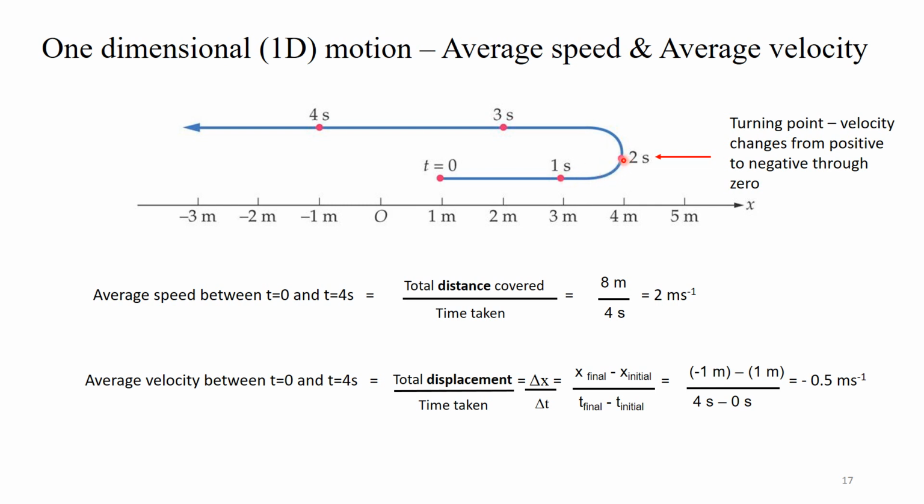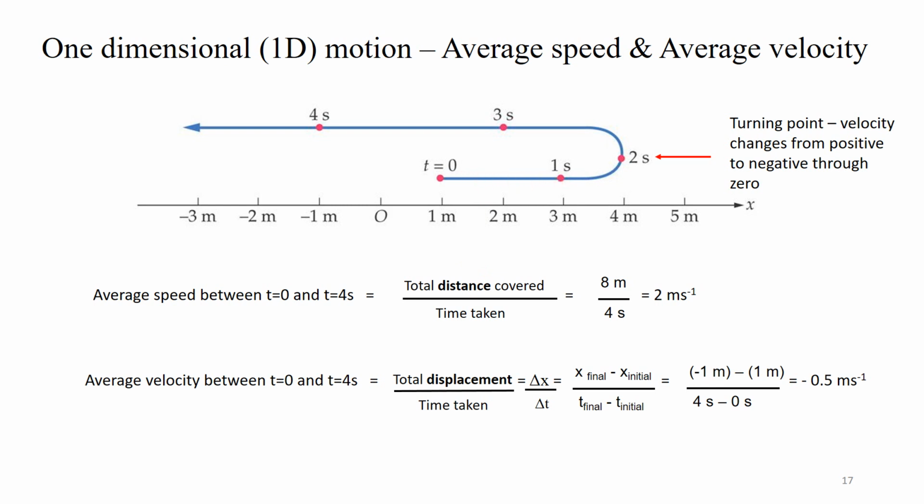It was going in the positive direction, and then at 2 seconds, it changes to a negative direction. So let's find the speed between 0 and 4 seconds. To find the speed, we have to factor in the total distance covered. So how do we find the total distance? We add up the length of the path of all the pieces.